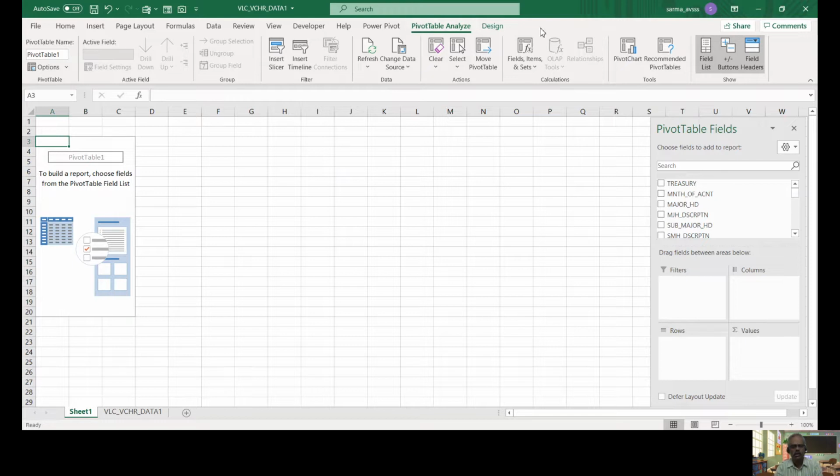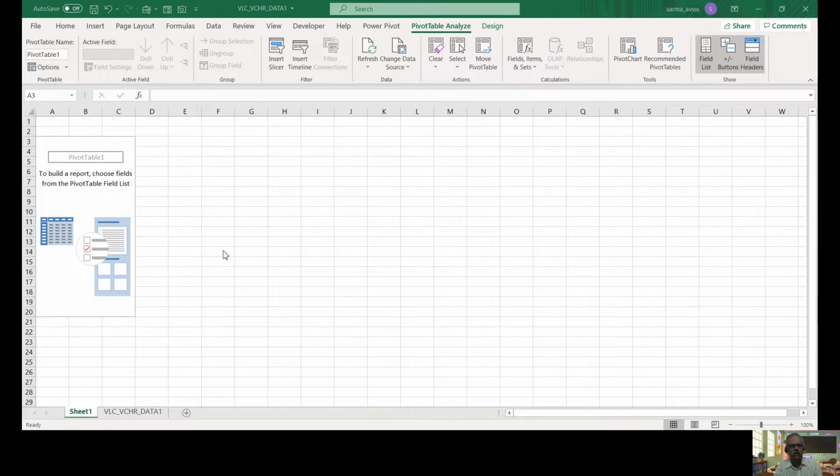And two menus will be added: one is PivotTable Analyze and the other is Design. Of course, the names of these menus will differ from version to version, but in any version, additional menus will be added for pivot table purposes.